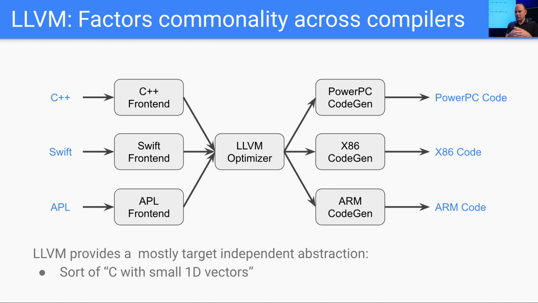LLVM is one of these funnel points where you can make it so that lots of different language people can implement lots of different front ends, and lots of different hardware people can implement what's called the backend or the code generator, and now they can share a tremendous amount of code. And now you can get all the permutations that you want out of this.